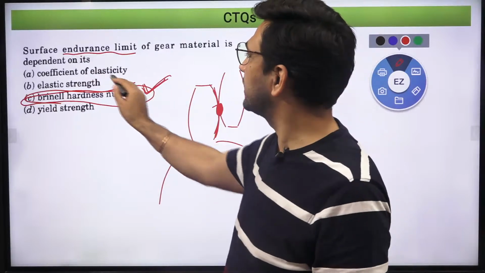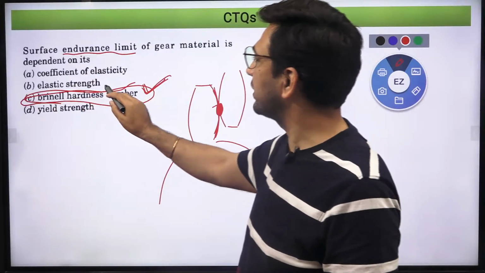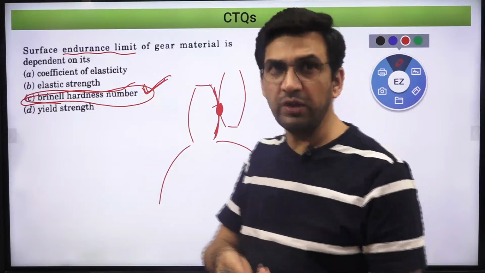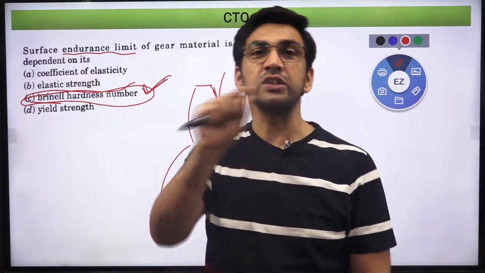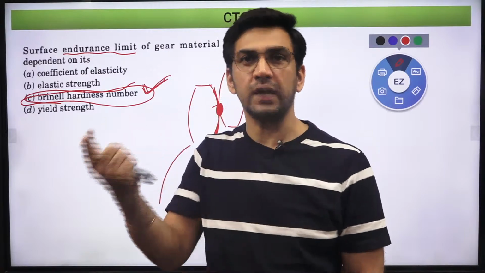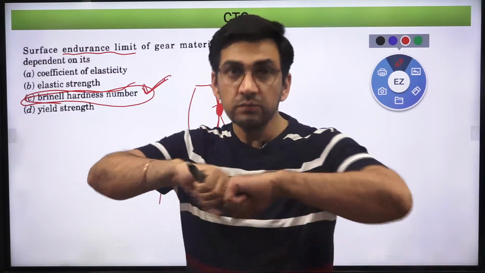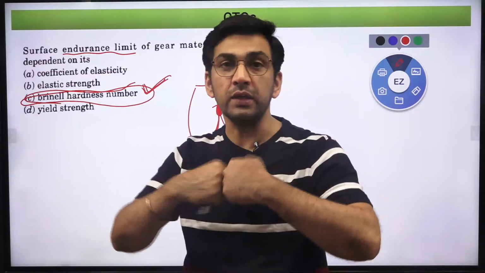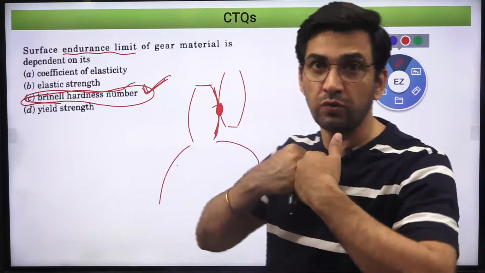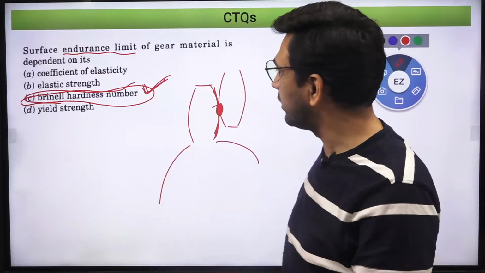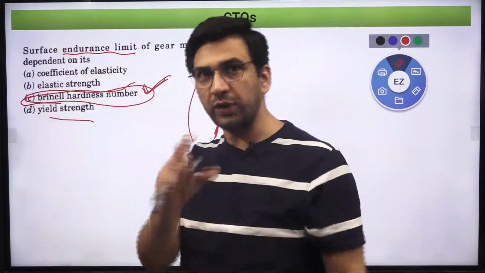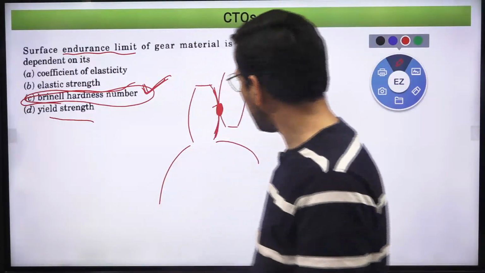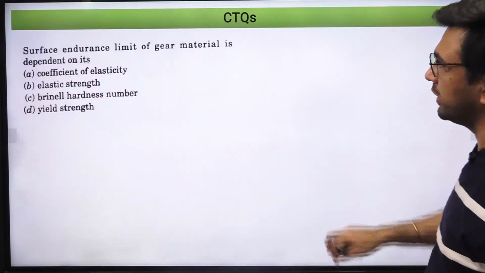So not coefficient of elasticity, elastic strength. See, elastic strength could be different for the whole material. What we are doing is carrying out the surface hardening. Only the surface portion gets hardened. Why? Because we want to resist that surface endurance property failing. It should not fail in fatigue failure on the surface. Yield strength is not going to affect it. Yield strength is the strength of the whole of that particular gear tooth, right? Okay, so I hope you understood this.